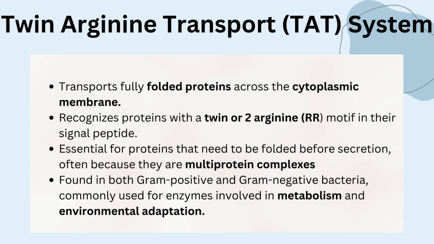The twin arginine transport TAT system transports fully folded proteins across the cytoplasmic membrane. It recognizes proteins with a twin arginine RR motif in their signal peptide, essential for proteins that need to be folded before secretion, often because they contain complex cofactors. Found in both gram-positive and gram-negative bacteria, it is commonly used for enzymes involved in metabolism and environmental adaptation.